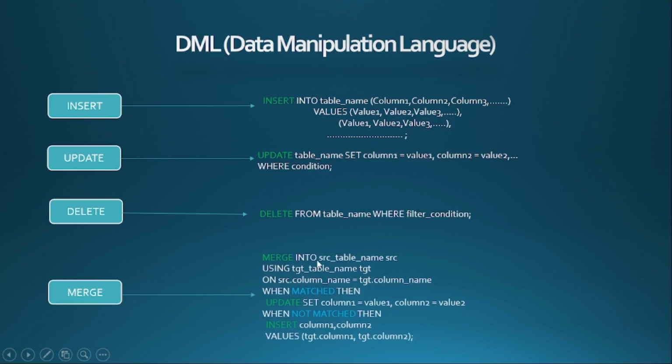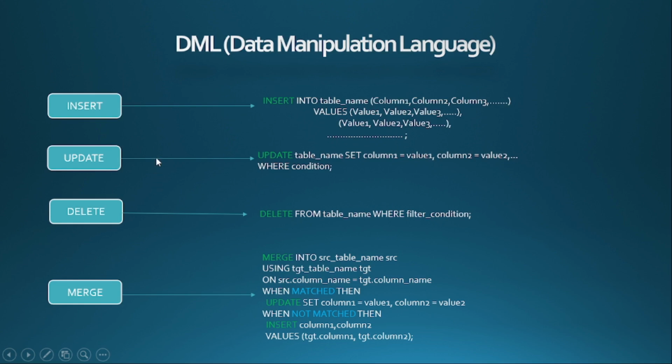Merge: merge into a target table using a source table on source.column name equal to target.column name. When this condition is matched, it is going to update the rows, and however many columns we want to update, we can provide in this update syntax. When not matched, it is going to insert the new records into that particular table. For merge, we will be seeing it in a later session. As part of this session, we will be covering insert, update, and delete.